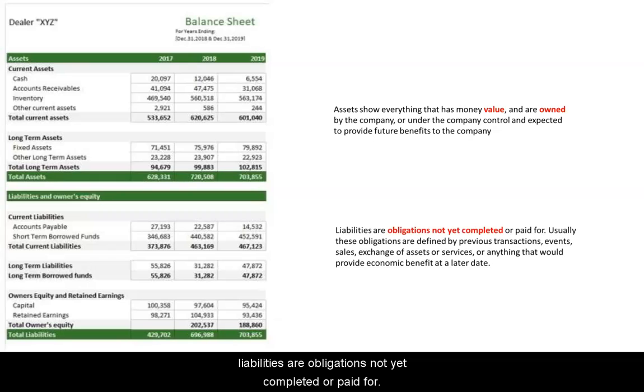Liabilities are obligations not yet completed or paid for. Usually, these obligations are defined by previous business transactions, events, sales, exchange of assets or services, or anything that would provide economic benefit at a later date.